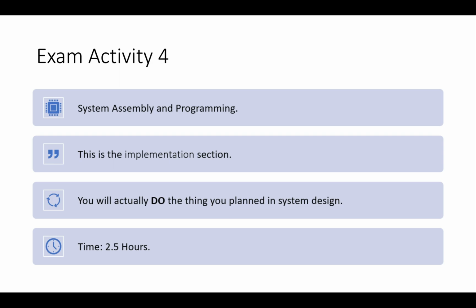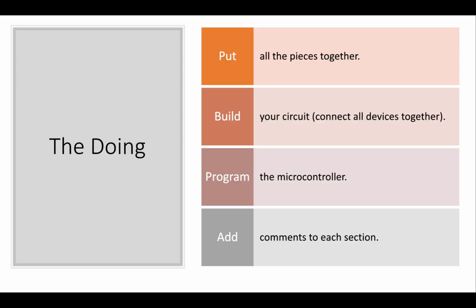Remember, you're supposed to try and stick as closely as you can to your initial Gantt chart plan. You don't have to. This doesn't have to take 2.5 hours. You can take 2 hours to do it if you're quick enough. That's no problem. So we're going to put all the pieces together. We're going to build your circuit, so connect all devices together. We're going to program the microcontroller to control the other devices.